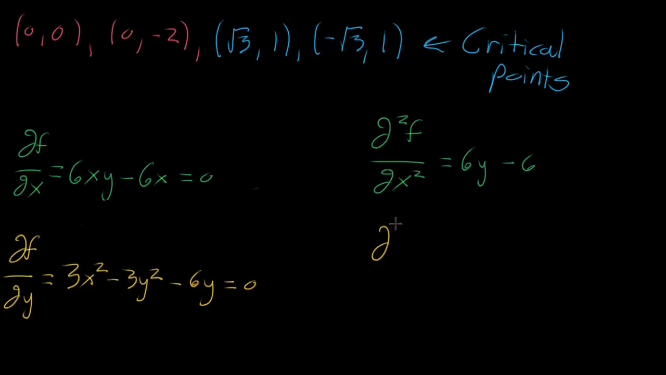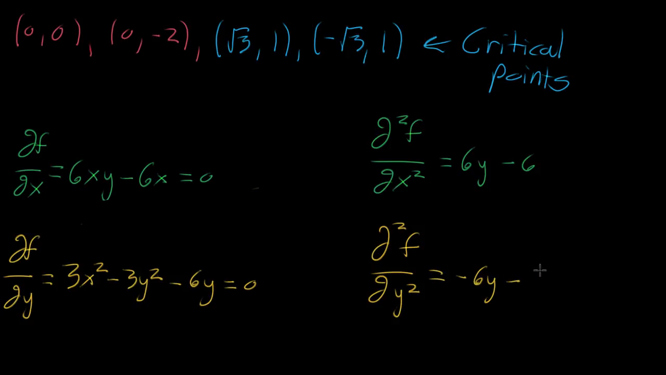Moving right along, when we do the second partial derivative with respect to y twice in a row, we take the partial derivative with respect to y and then do it again. So this x squared term looks like a constant as far as y is concerned, so we ignore it. The derivative of negative 3y squared is negative 6 times y, and then the derivative of negative 6y is just negative 6.